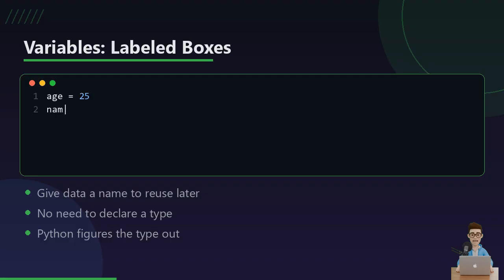Imagine you have a jar and you write age on the sticky note. Then drop the number 25 inside. That is exactly what this code does. Notice you never had to say this is a number or this is text. Python just looks at what you gave it and figures that out. In short, a variable is a name pointing at a value. Nothing more mysterious than that.